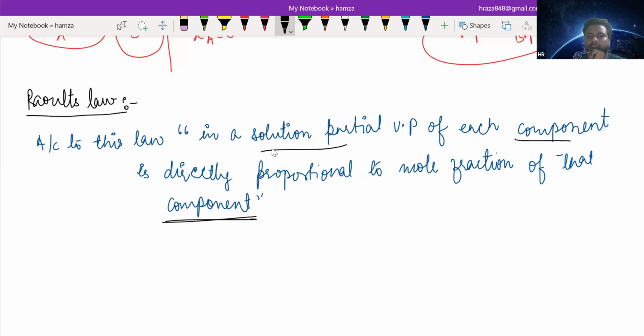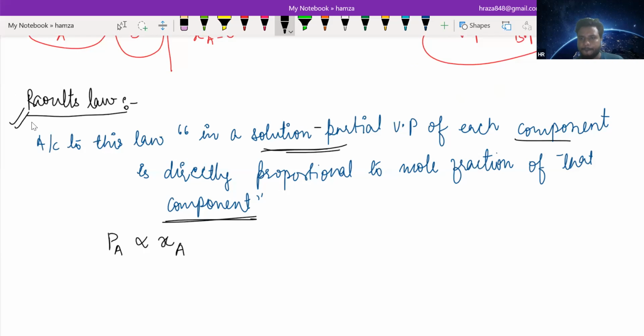You can see it is talking about the solution. In a solution, the partial vapor pressure of each component, in a bigger container in which A and B both are present, PA is the partial pressure of A, and PA is directly proportional to the mole fraction of A. Are you getting my point? This is the statement that we write as a mathematical equation, given by Raoult.